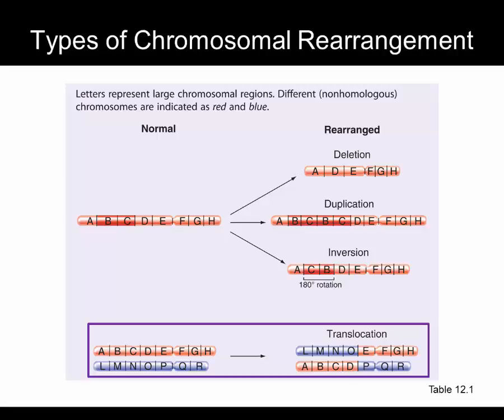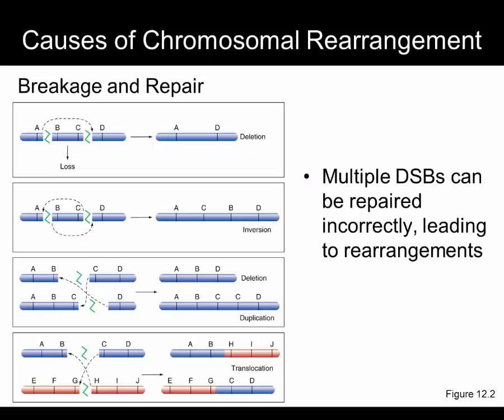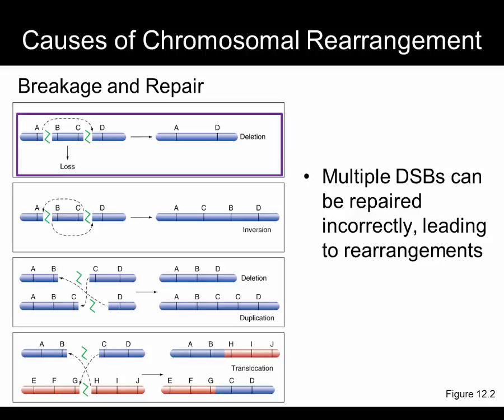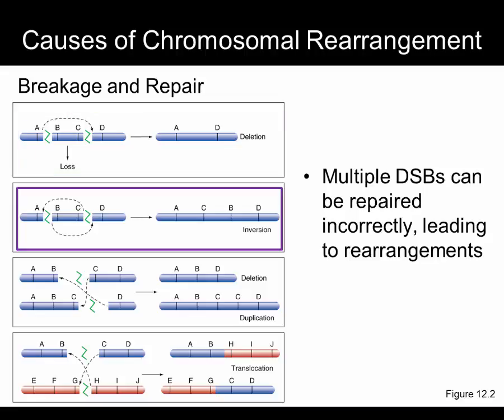Translocations are very similar to crossovers, which we've seen before. But rather than being between homologous chromosomes, we have an exchange of information between non-homologous chromosomes. All of these rearrangements can be the result of incorrect repair of multiple double-strand breaks. If there is a break between regions A and B and between C and D, but A is wrongly attached to D, we can get a deletion of B and C.